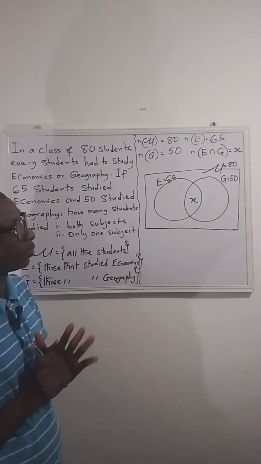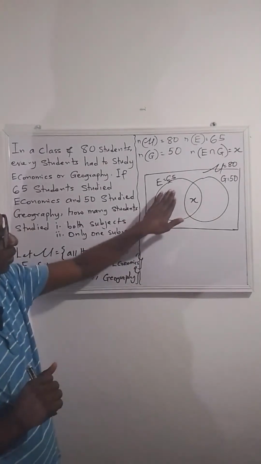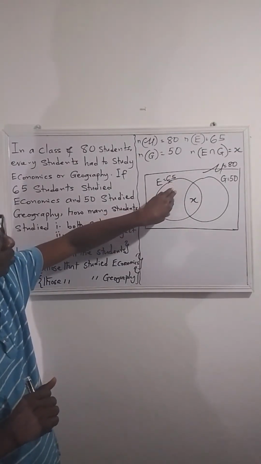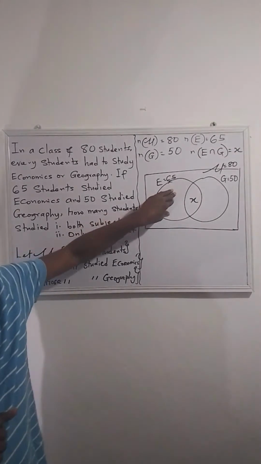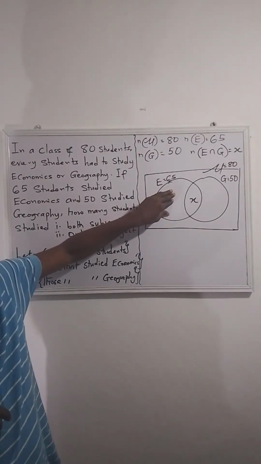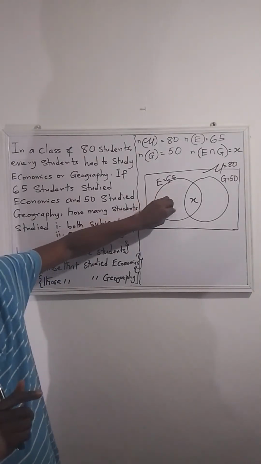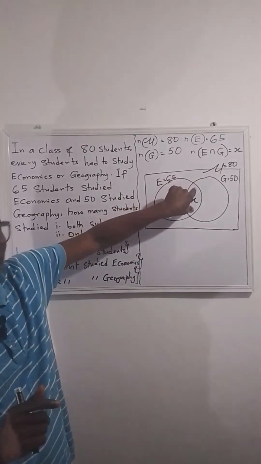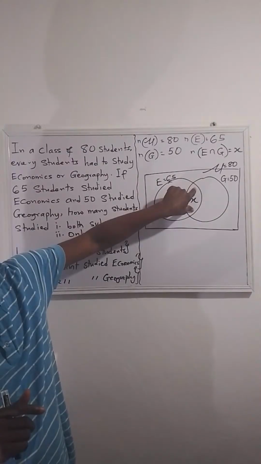So now let's look at what I want to do now. I need to get this. Now, the set of students that will be here will be the set of those that studied economics only. Economics only will be here. Geography only will be here. But this region is going to be economics and geography.